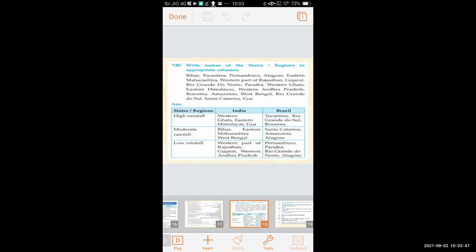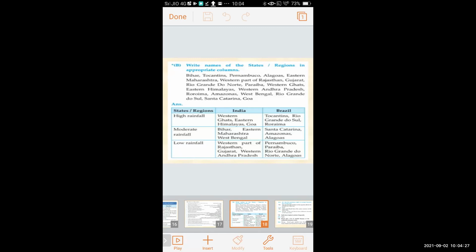Now we will see the question answers. Here are the names of some of the states and the region given, and the columns are given. And we have to write about India and Brazil related to the high rainfall, moderate rainfall, and low rainfall. In which state there is high rainfall, moderate rainfall, and low rainfall. So the first column is given of type of rainfall, and second is India and Brazil.